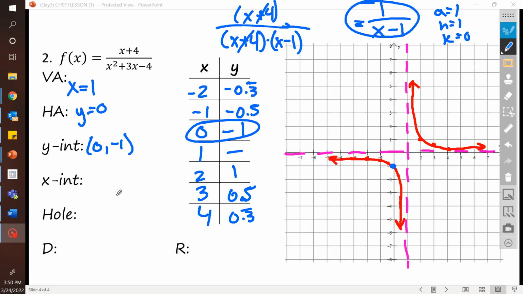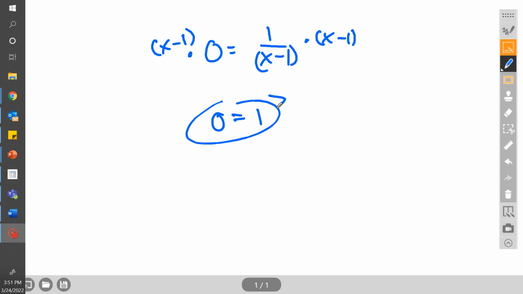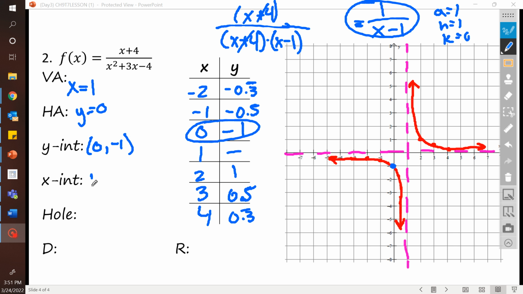You can find your x-intercept by setting the equation equal to 0. So I'm going to do that real quick. 1 over x minus 1 equals 0. But once again, if you try to solve this by multiplying both sides by x minus 1, you just get 0 equals 1, which doesn't make any sense. That's because for this one, there is no x-intercept, because the x-axis is the asymptote. There's no point on the x-axis, so there's no x-intercept.